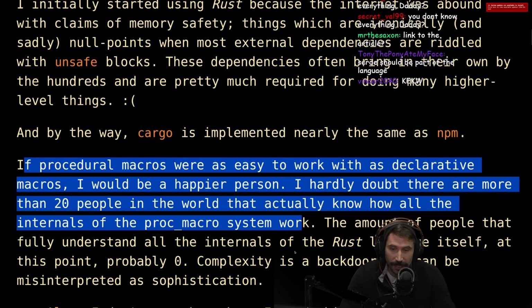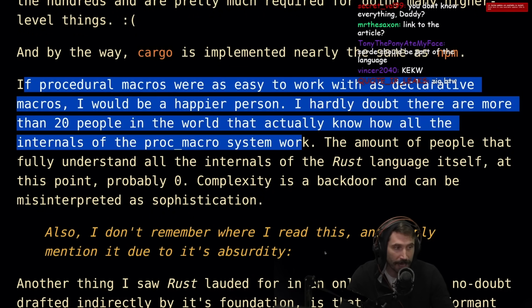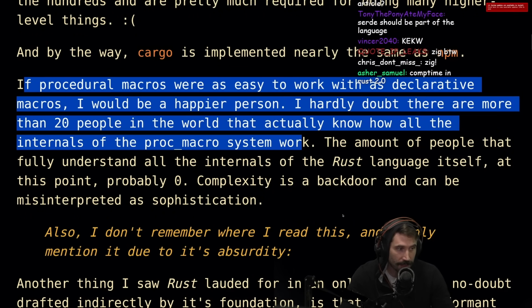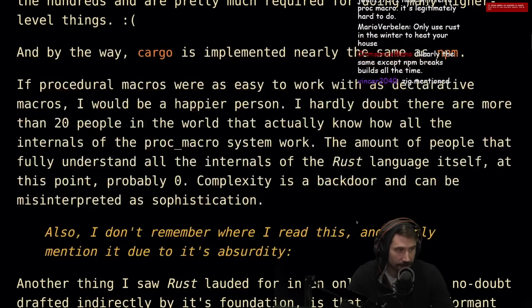It's one of the reasons why Zig is so dang beautiful, you know what I mean? Zig is so dang beautiful because it has comptime. And comptime is like procedural macros for the dummies. You know what I mean? It's just really, really nice. I just love it, okay?